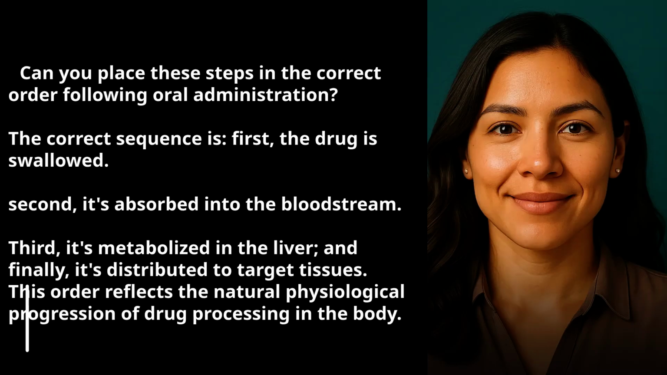The correct sequence is: first, the drug is swallowed; second, it's absorbed into the bloodstream; third, it's metabolized in the liver; and finally, it's distributed to target tissues. This order reflects the natural physiological progression of drug processing in the body.